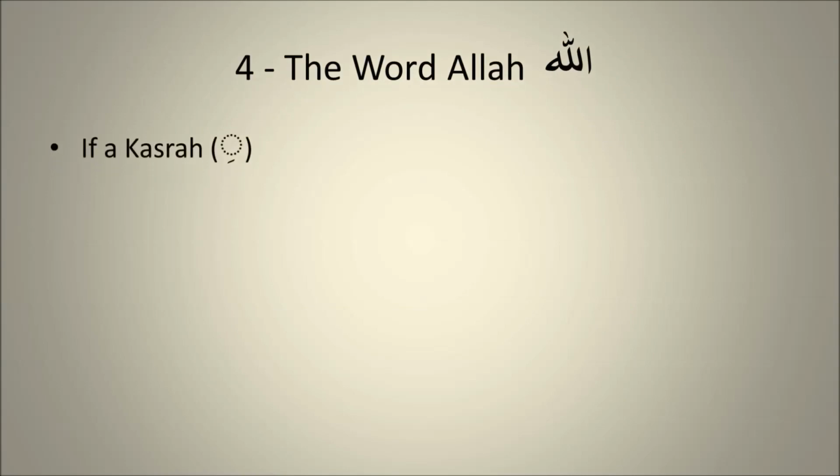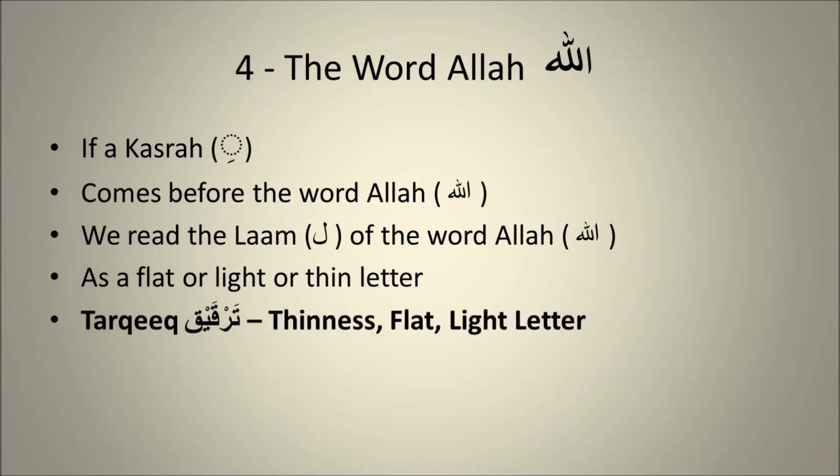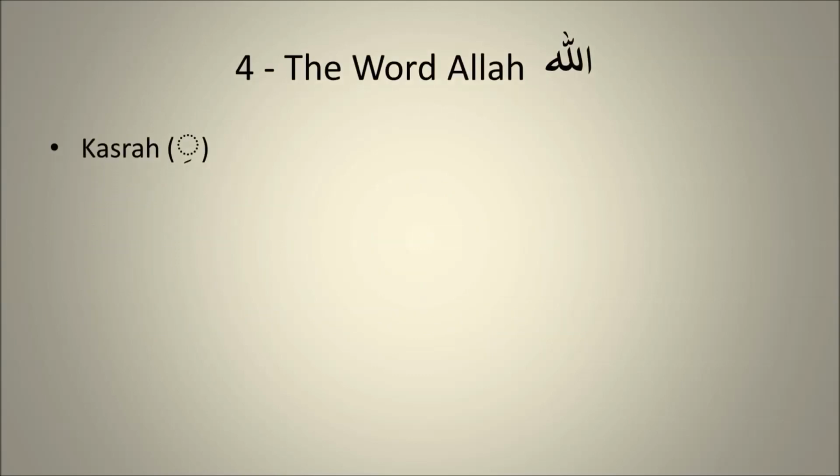What about if you have a Kasra before the word Allah? This time, you read the lam of the word Allah with a flat, light or thin letter. In Tajweed, we call this tarqiq, which means thinness, a flat or light letter. For example, in the word Bismillah, you make the lam flat this time, and you do not make it heavy. Notice the Kasra is on the meem before the word Allah. Another example, A'udhu Billah, and not the heavy version. We say A'udhu Billah.